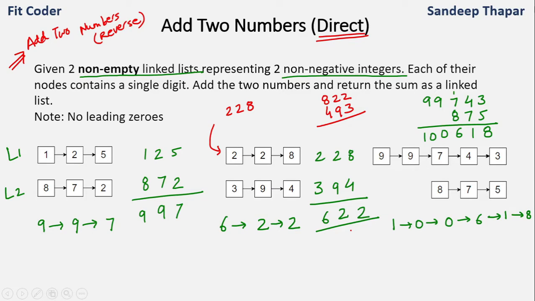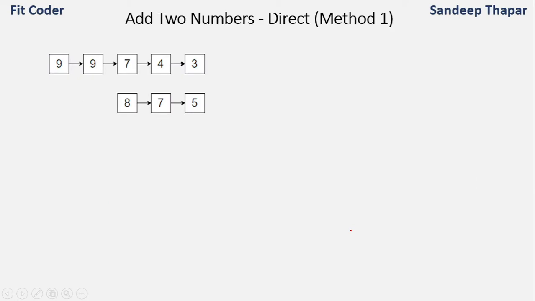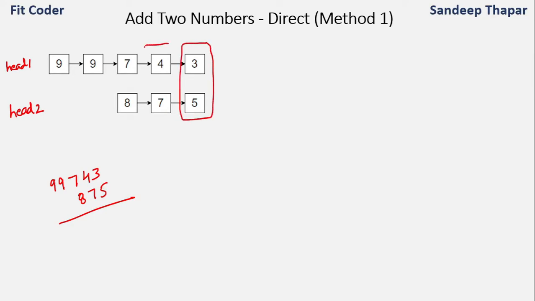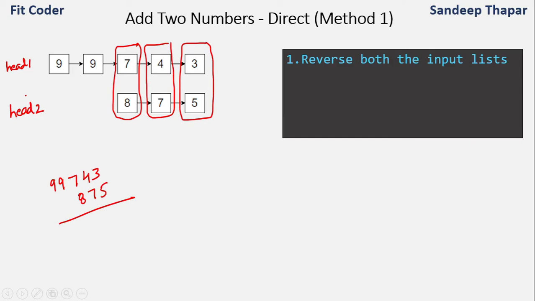Now let's see how we can solve this add two numbers direct case. I will explain two methods by which we can solve this problem. If we have to add the numbers 99743 and 875, we have to add from the reverse direction. First we need to add 5 and 3, then we need to add 4 and 7, then 7 and 8. Like this we have to add. But the problem is that we have the head of both the linked lists and we want to add from the reverse. So one intuitive method is, what if we reverse both the linked lists?